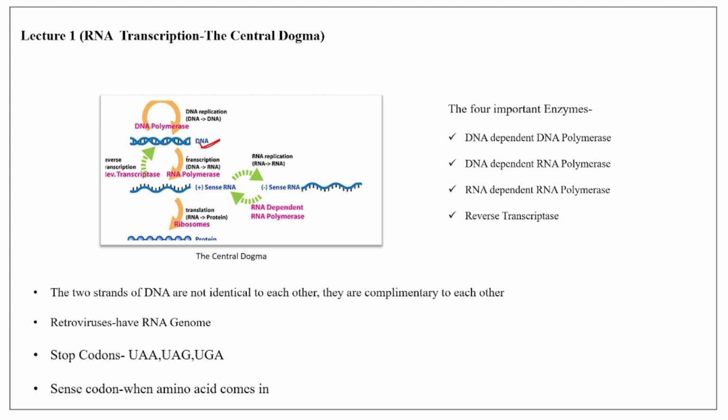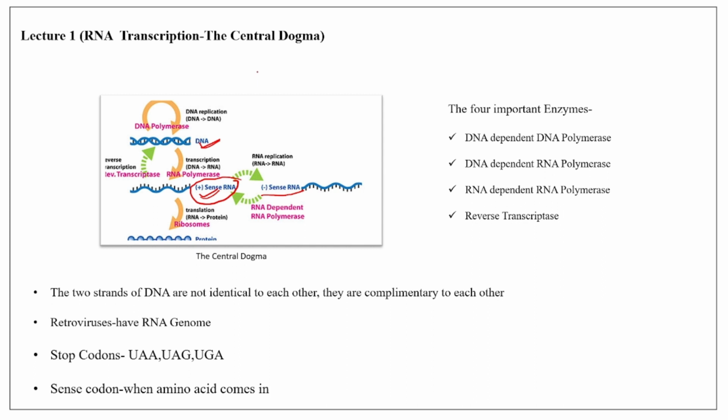Now this DNA can be converted into RNA with the help of an enzyme, DNA dependent RNA polymerase. This RNA can be replicated with the help of RNA dependent RNA polymerase, and eventually the RNA is converted into proteins. There are many important points to note. When DNA is converted into RNA, it is the positive strand, that is the plus strand RNA, which is formed first. And when this RNA replicates itself, then the minus strand RNA is formed.